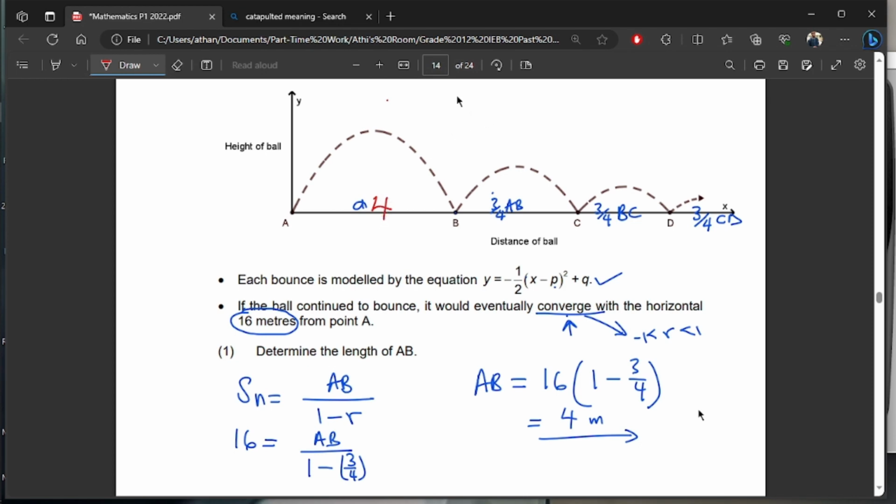Remember they said BC is 3 over 4 of AB, and we said AB is 4. So BC is 3. It's no longer that. And this one, let's try CD. CD would be 3 over 4 of BC, but BC is 3, which makes it 9 over 4. So this becomes 9 over 4, and it continues so forth. Okay, that's the length of AB, guys. It's 4, and then I just added the rest for the future.